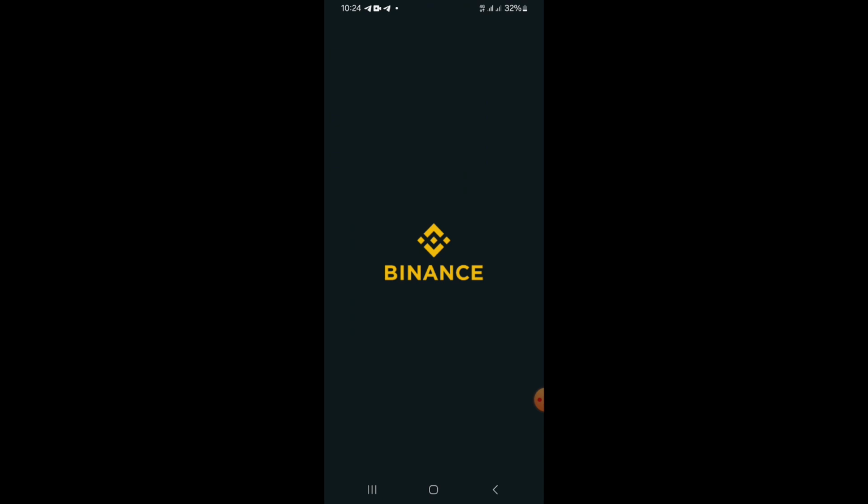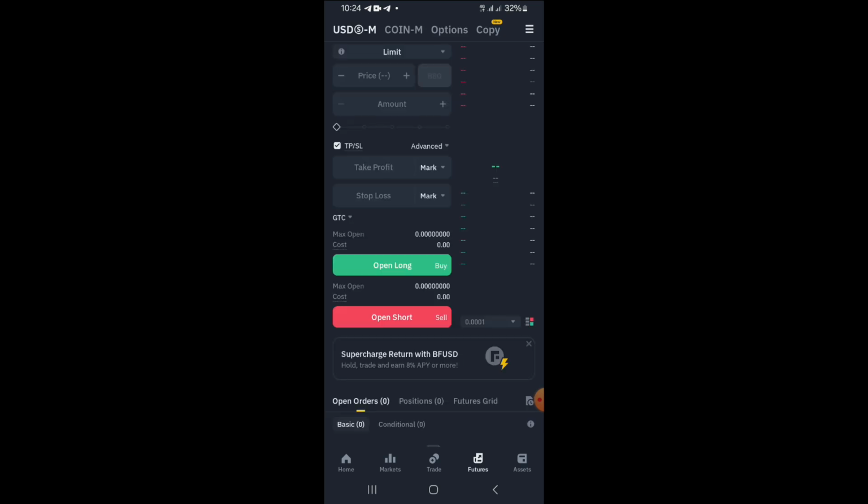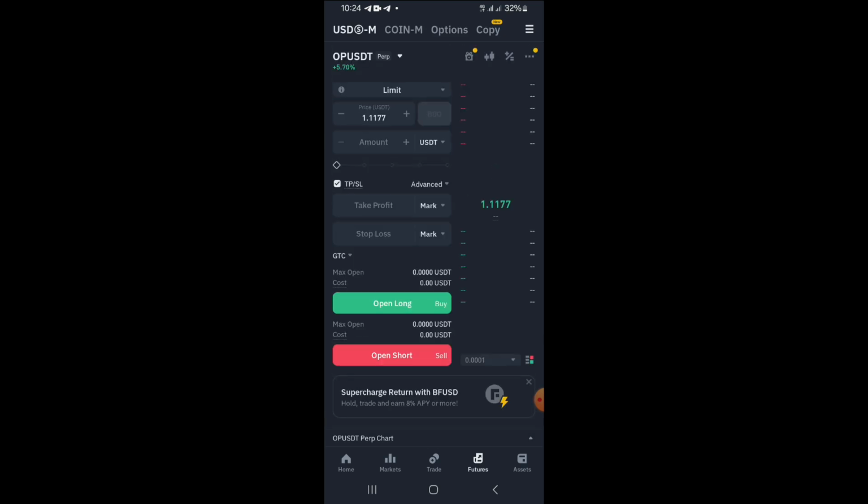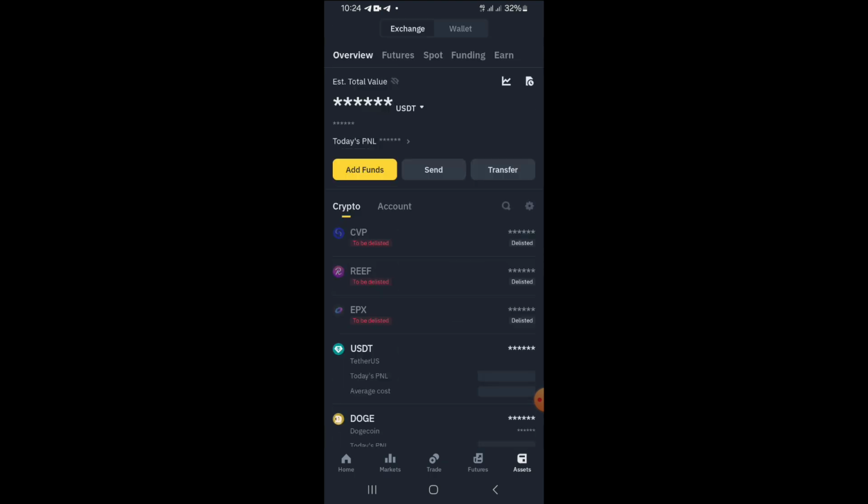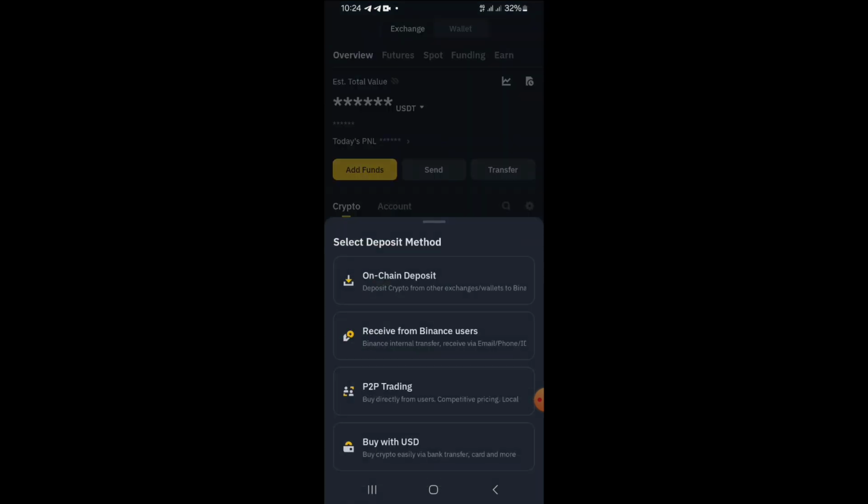Once you are on your Binance, you will go to your main profile where it will bring you the deposit amount. You will go to where they wrote assets down below here. So when you come to the assets here, you will click on add funds in overview.